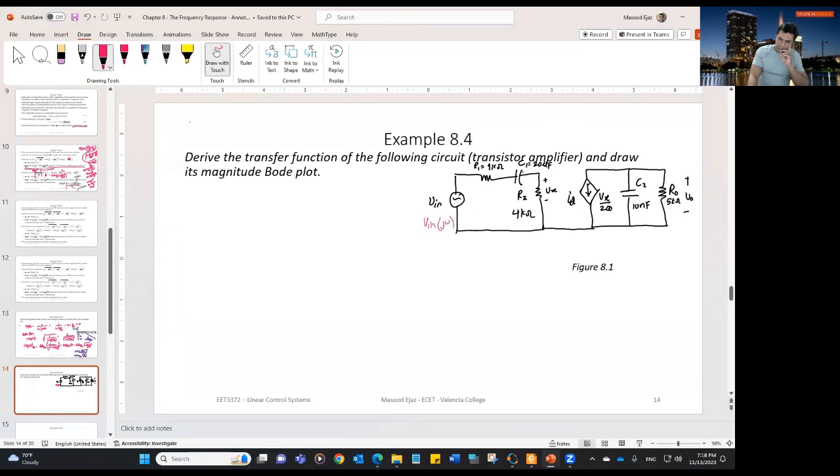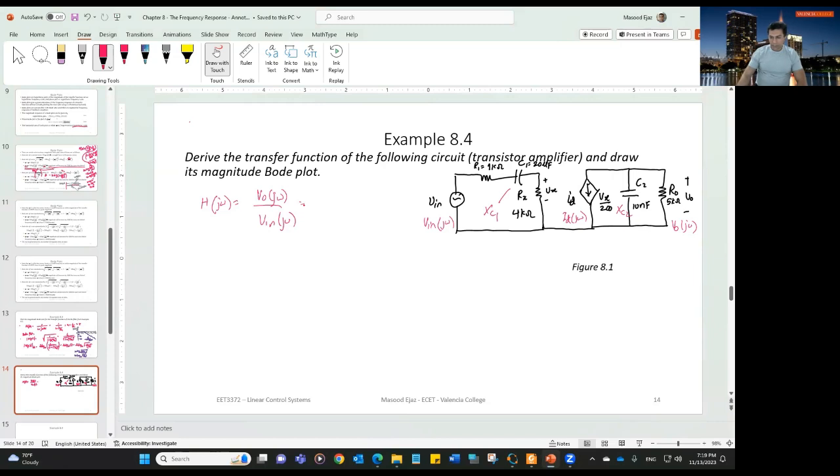R is not going to change. The capacitor is going to change. This will be XC1, this will be XC2, this will be V out j omega. And again, this will be the source I in j omega. And this will be Vx j omega, which is the voltage across the resistor Rx. If I want to write down the transfer function H of j omega, which will be V out j omega over V in j omega.